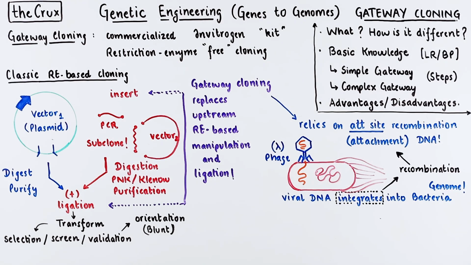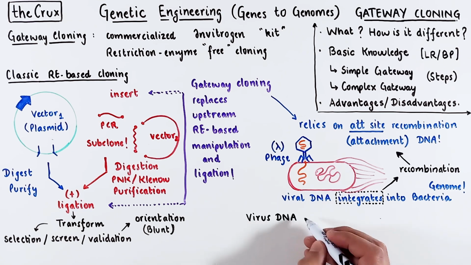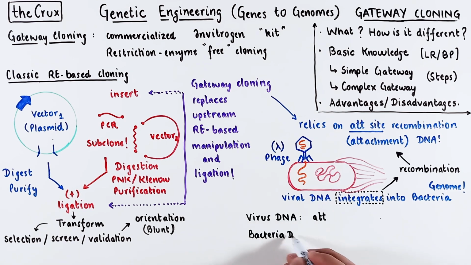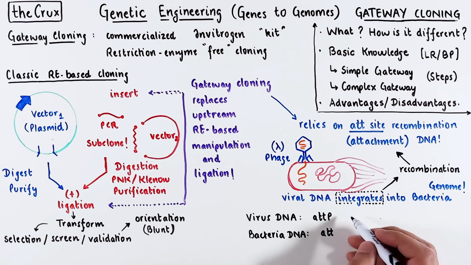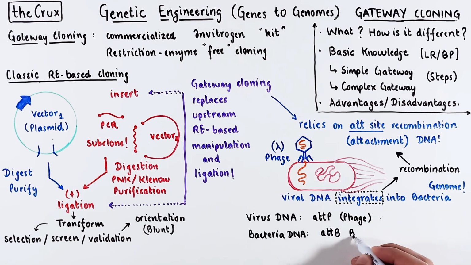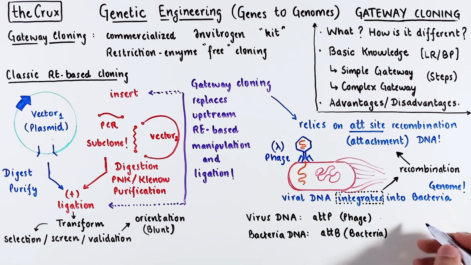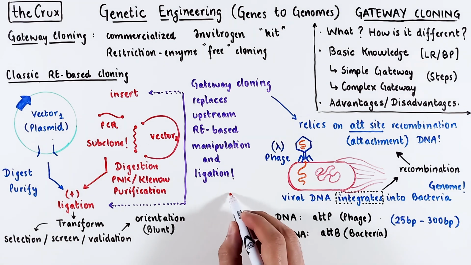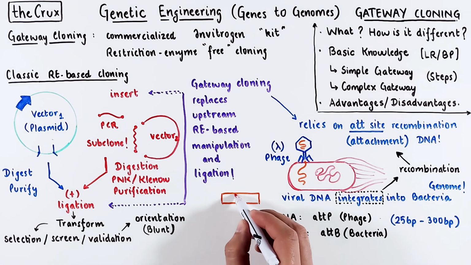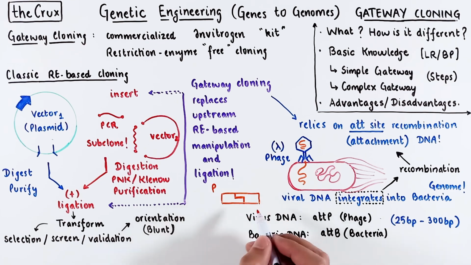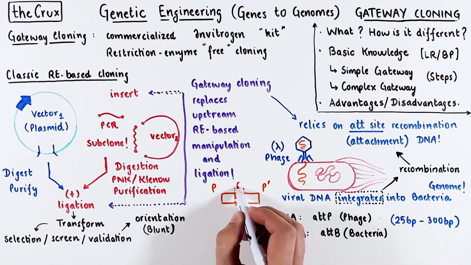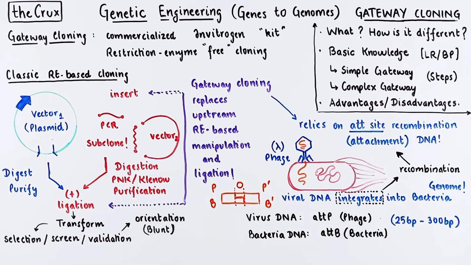So both virus and bacteria DNA carry att sites. Phage att sites are called attP, bacterial att sites are called attB. Depending on how you define them, they range from 25 to 300 nucleotides in length. A typical att site is split into 2 portions, say P and P', and the middle recombination spot is called O. Likewise, you have B and B', and the middle spot is called O. The O is the recombination spot between attP and attB.